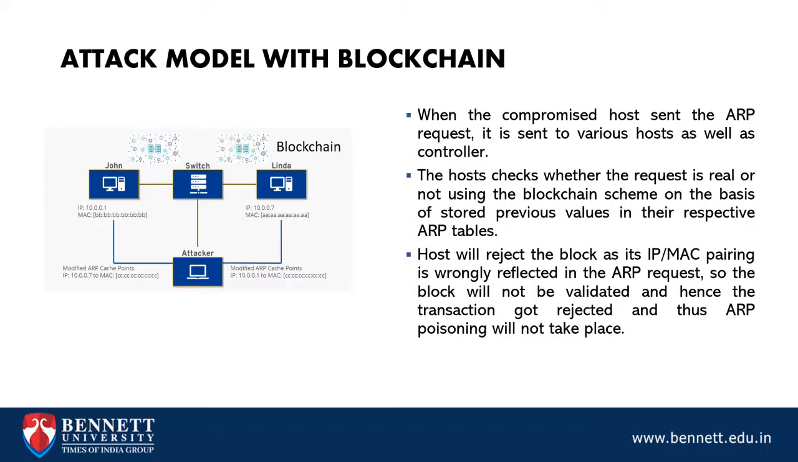With blockchain in play, the host checks whether the request is real or not using the blockchain scheme, on the basis of stored previous values in the ARP tables. Since the previous values that are stored are authentic, they have to be real, which is why they were stored previously. The IP MAC pairing doesn't match the new one when the attacker imposes himself, so the host immediately rejects the block. The IP MAC pairing is wrongly reflected in the ARP request, so the block is not validated, the transaction gets cancelled, and thus ARP poisoning doesn't take place.